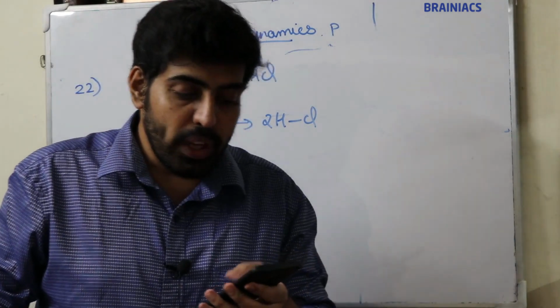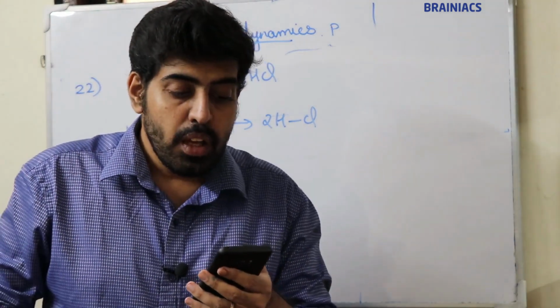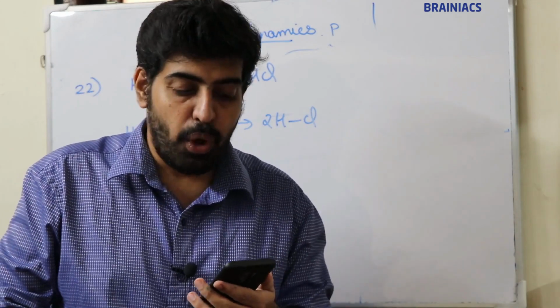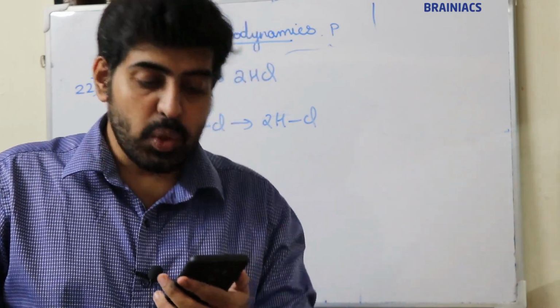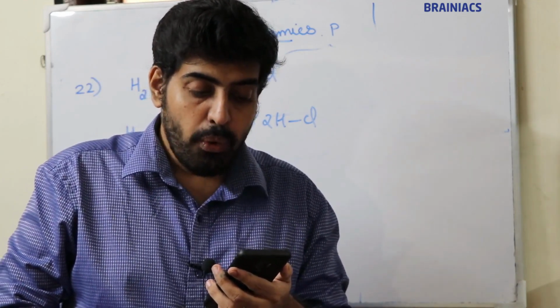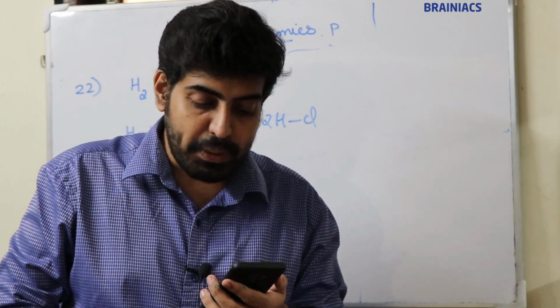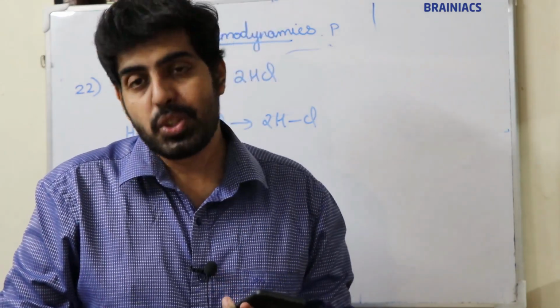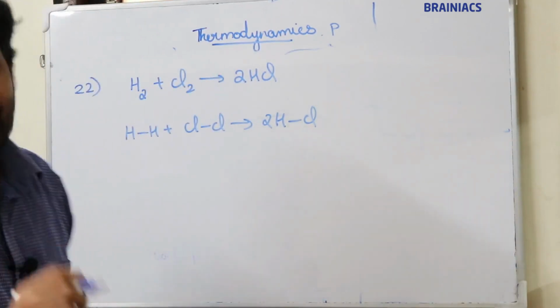Question number 22. The bond dissociation enthalpy of H2 and Cl2 and HCl are given as 434, 242, 431 kilojoules per mole respectively. The enthalpy of formation of HCl. So here we have to calculate enthalpy of formation.